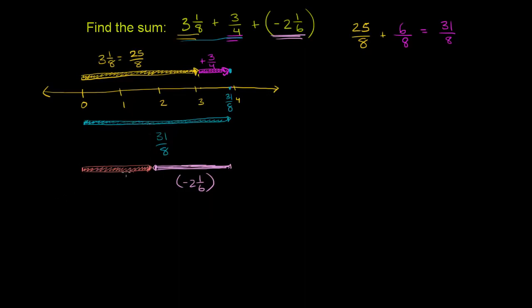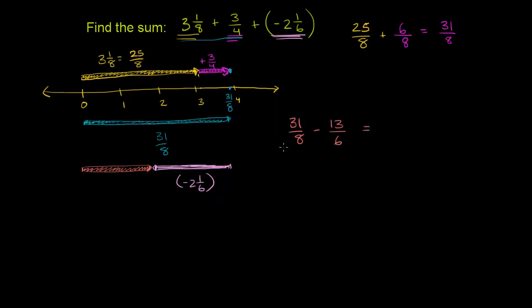This value right here, which is going to be the answer to our problem, is just going to be the difference of 31 over 8 and 2 and 1/6. And it's the positive difference because we're dealing with a positive number. So we just take 31 over 8, and from that we will subtract 2 and 1/6. So this orange value is going to be 31 over 8 minus 2 and 1/6. So 2 and 1/6 is the same thing as 6 times 2 is 12 plus 1 is 13. Minus 13 over 6.